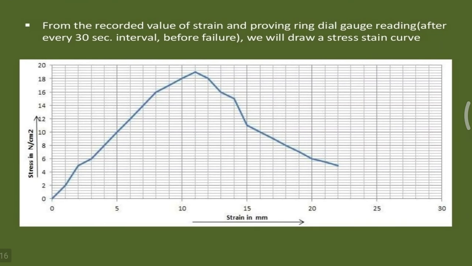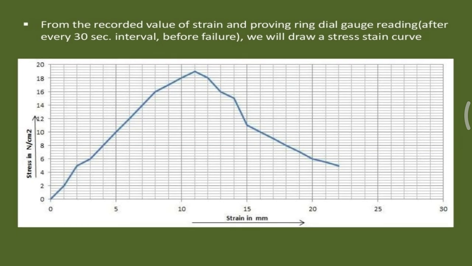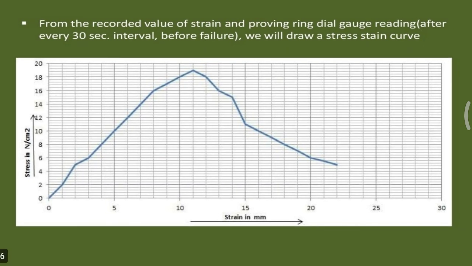From the recorded values of strain and proving ring dial gauge reading after every 30 seconds interval before failure, we will draw the stress strain curve. This is the stress strain curve on semi-logarithmic graph paper. On the x-axis strain in mm is given, and on the y-axis stress in newton per centimeter square is given, and the nature of the graph is like this.